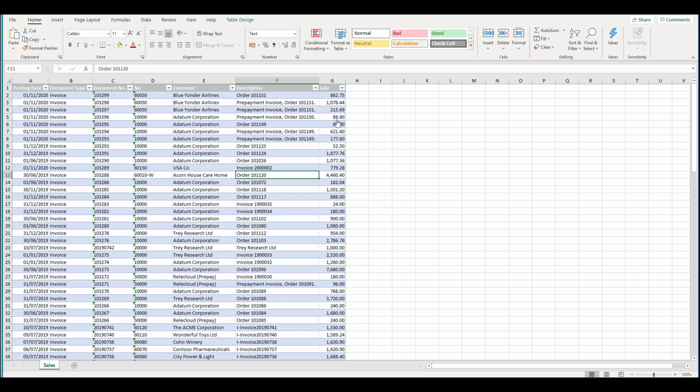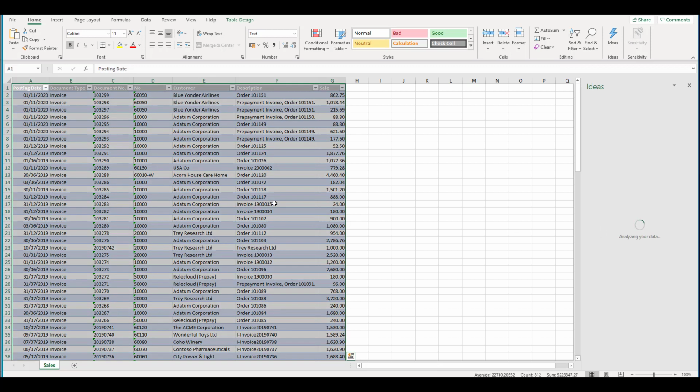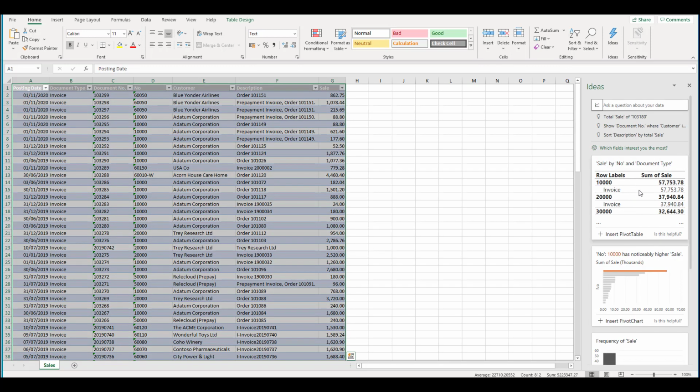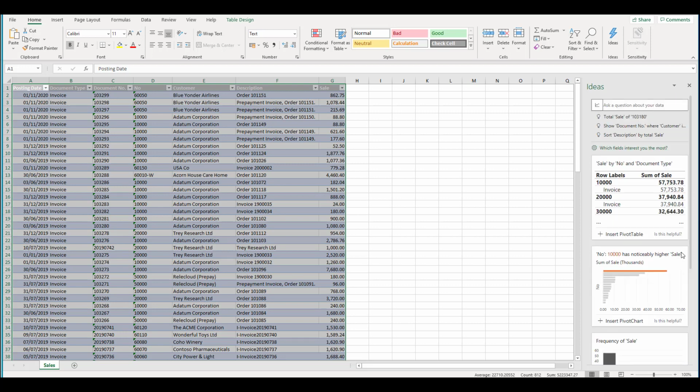Got our customer information, value of the invoice here, and we can come up to ideas and we will see the system will sort of analyze the data, kick the AI in and start to suggest a few things that we could insert in. And so we can either go with these, or we can use the ask a question about your data functionality up here.